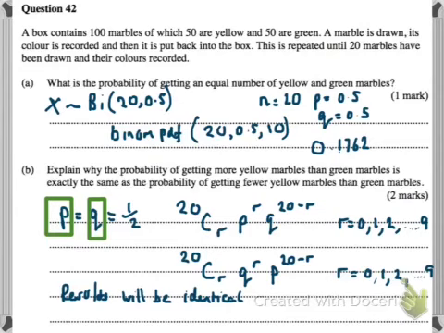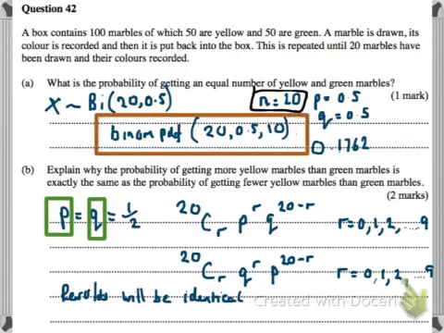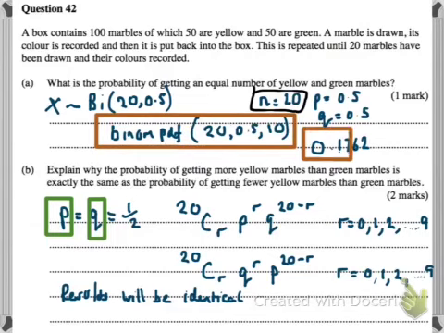Okay, so there's 20 trials. The probability of success is 0.5, hence failure is 0.5. If you get equal numbers, obviously if 20 are drawn out, you're going to get 10 yellow and 10 green. So that's how we got our binomial PDF here, like so, and the answer is 0.1762. That should be an easy mark for most people there.